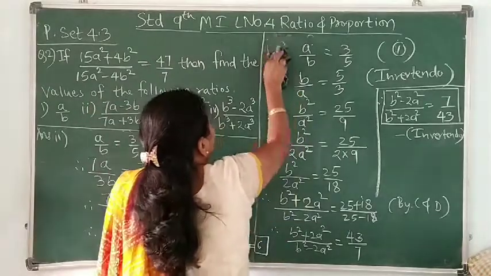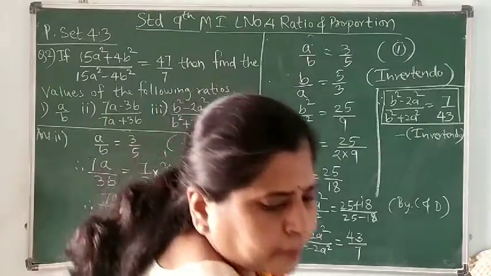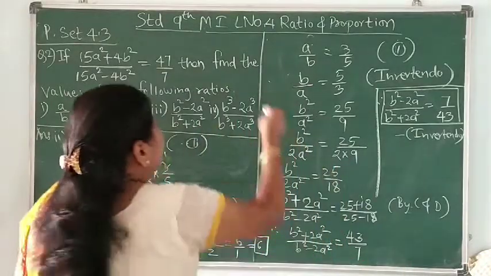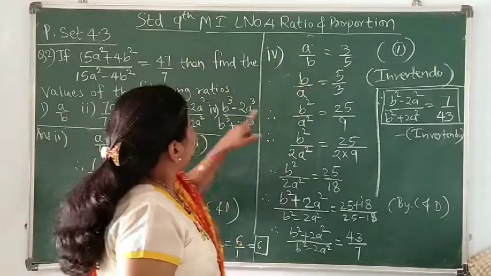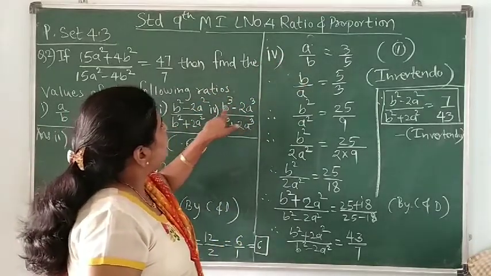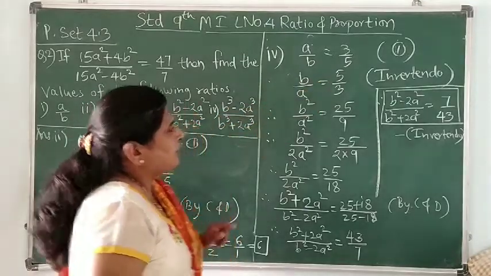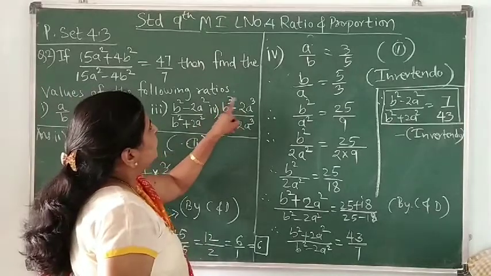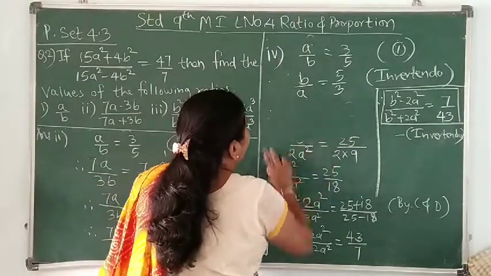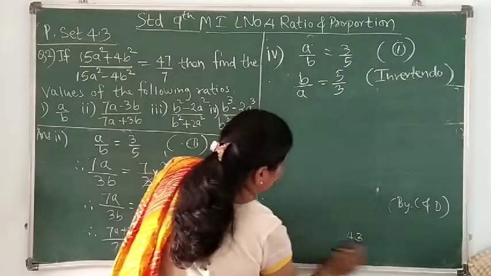So we can start over here with the fourth sum also. We will start with a upon b is equal to 3 upon 5. Now here it is b and a, that's why we again require b upon a is equal to 5 upon 3. Now in this fourth ratio we have cubes. So instead of squares, we will need cubes of b and a.